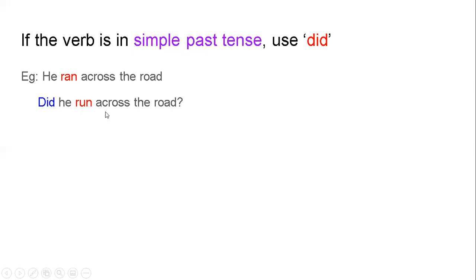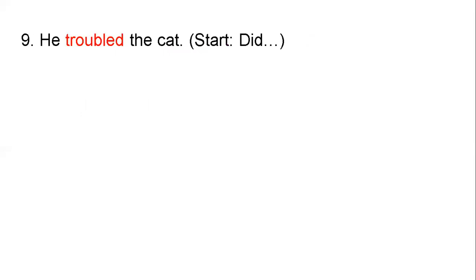I hope you got that. And if you did, you will get this right. Let's see if you get it right. He troubled the cat. Now, this is past tense, simple past tense. He troubled the cat, meaning finished. He finished troubling the cat. He did it before, not doing it now. So you start with did. And then you write the rest of the words. And then now you have to think whether you're going to change this verb or not. Are you going to leave it as troubled or are you going to change it to something else? Are you going to make it trouble?